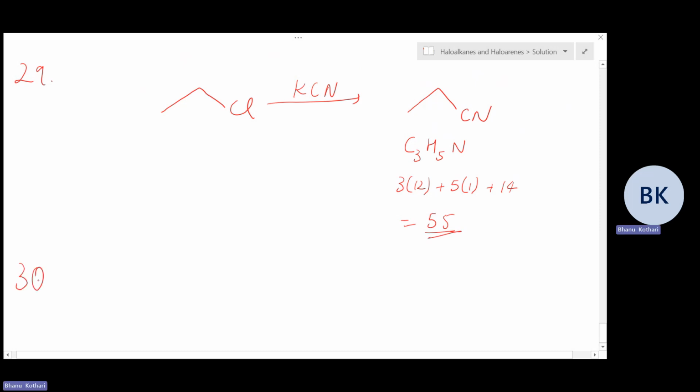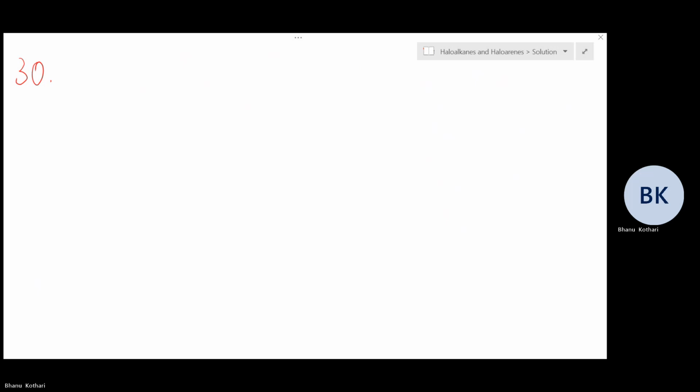In question number 30, we have been given: how many beta hydrogen atoms are available for an E2 elimination in the molecule 1-bromo 1-methyl cyclohexane. So how many beta hydrogens are there? On this carbon, there are 3. On this carbon, there are 2. On this carbon, there are 2. Right? These are beta hydrogens. How many total? Total 7 beta hydrogens are present.